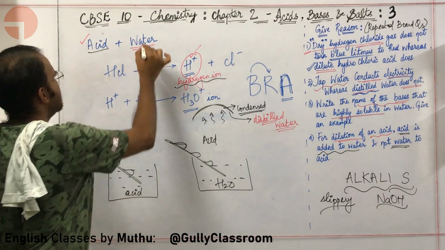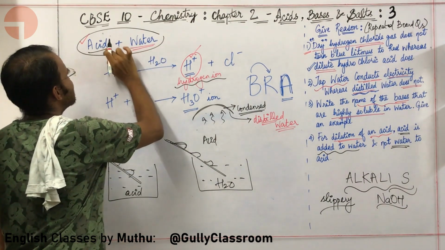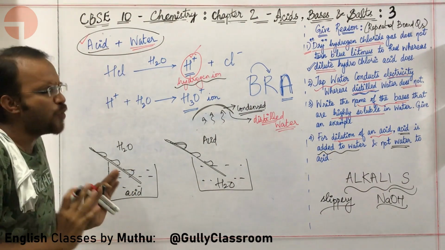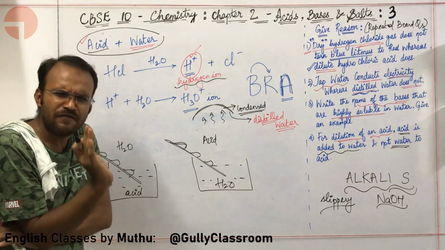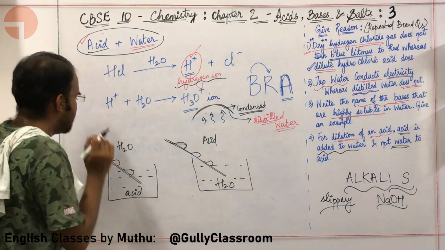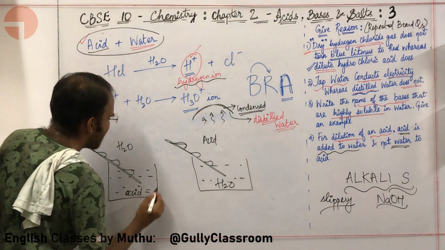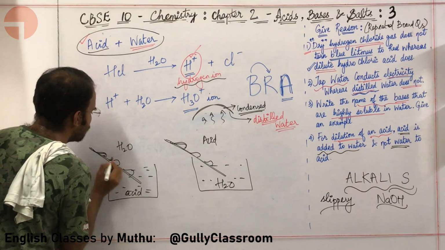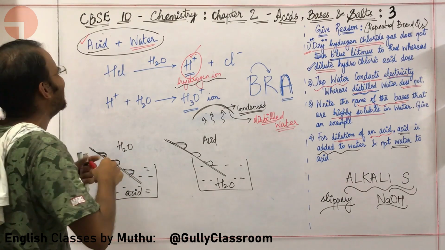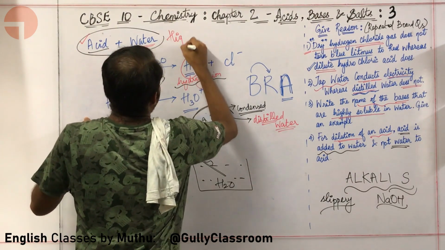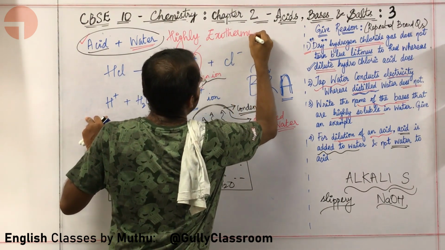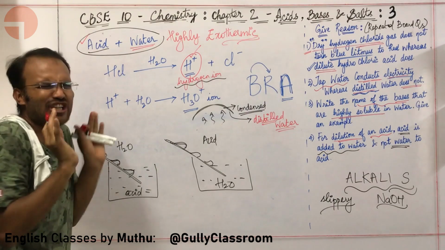What is dilution? Dilution is nothing but addition of acid to water or addition of water to acid. Both can be called dilution. But which is the best way to do dilution in the lab? Let's say you have acid in the vessel and you are allowing water to flow like this. Dilution is a highly exothermic reaction. It gives a lot of heat.